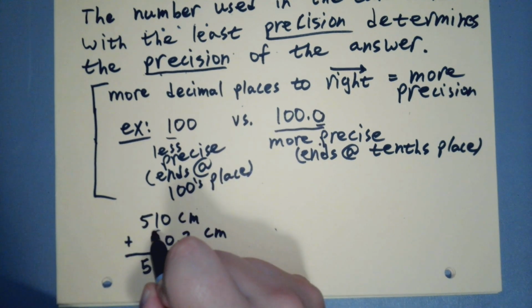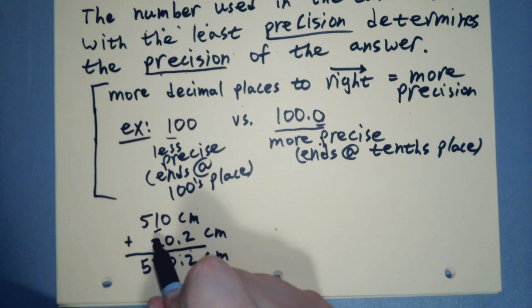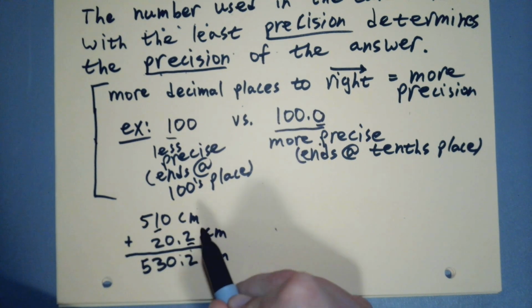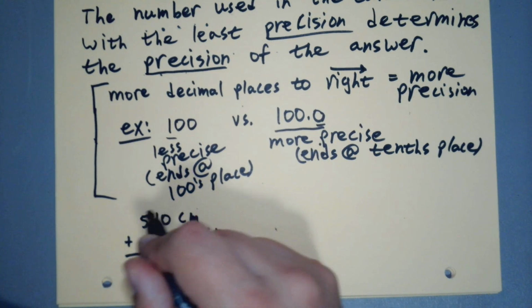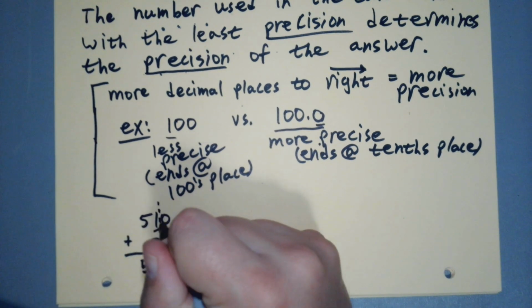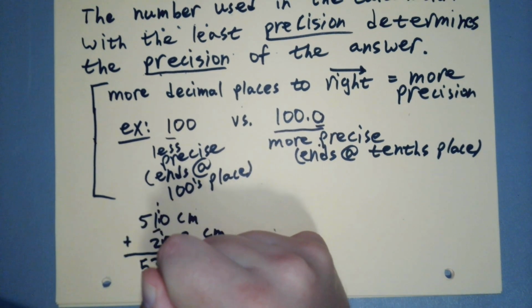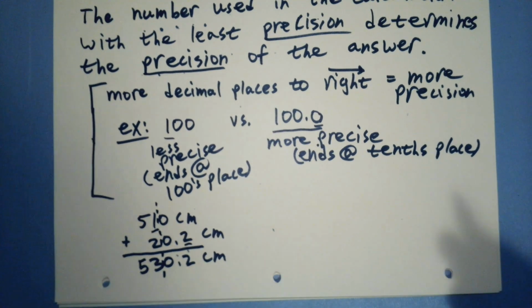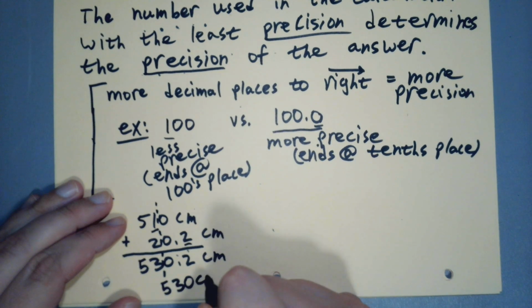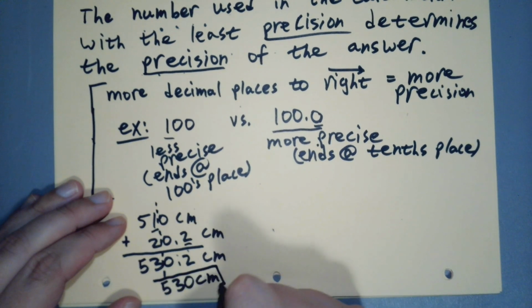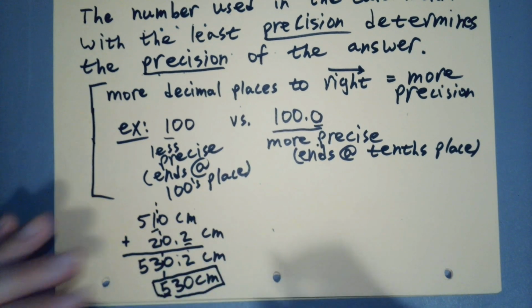This number is only precise to the tens place, while this one is precise to the tenths place. So the number that I report at the end, I can't report this. It goes too far. My worst case scenario creates a cutoff. And so I've got to round to the nearest 10, and so it ends up being 530 centimeters.